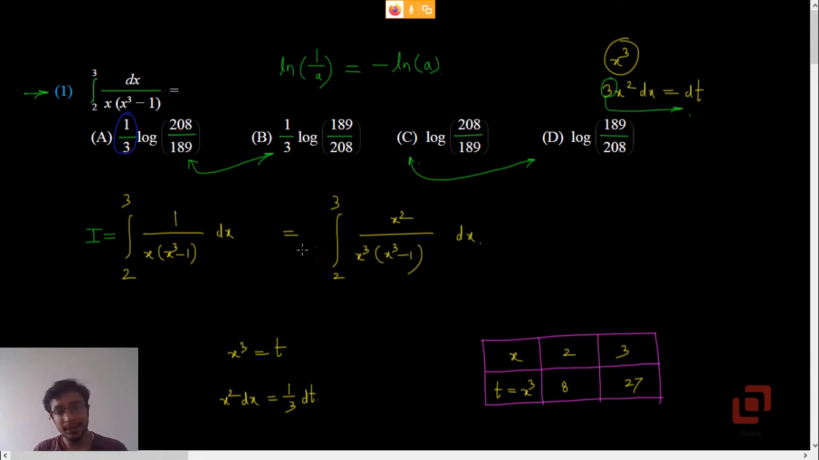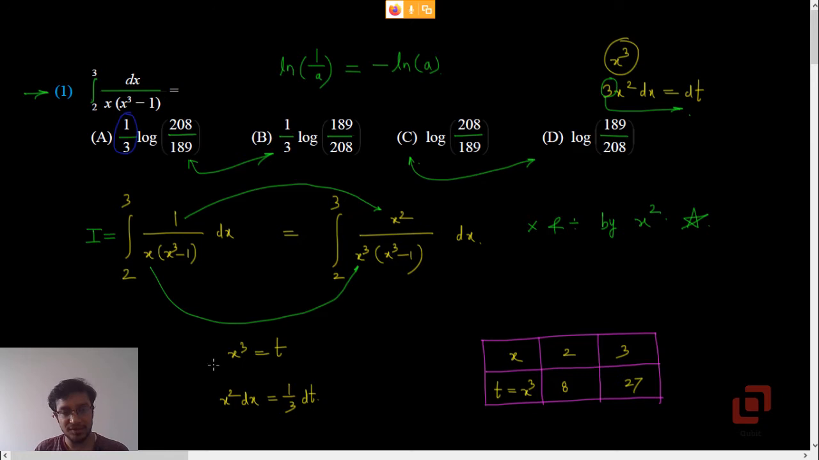Then after this, what I have done is I have multiplied and divided the integrand by x raised to 2. If you do that, 1 will become x squared, x cube minus 1 will remain as it is, x will be equal to x raised to 3, and now I have brought in the substitution x raised to 3 equal to t, so x squared dx will be 1 upon 3 dt. Okay, so now that 3 has appeared in the integral.